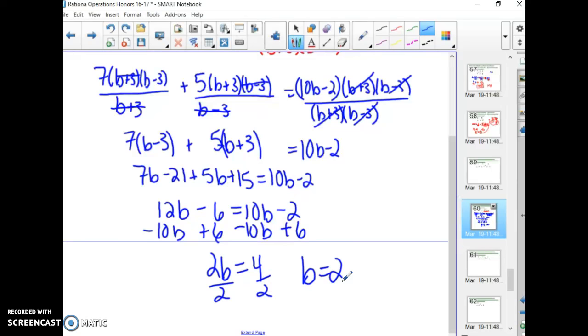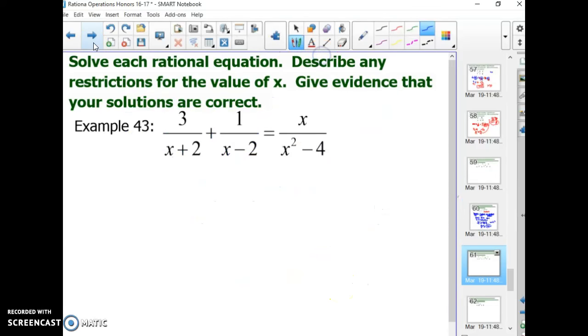So let's check stuff out. My restrictions, B cannot equal a 3 or a negative 3. This is a legit solution. Okay, we're going to do one more that's very similar to that problem.